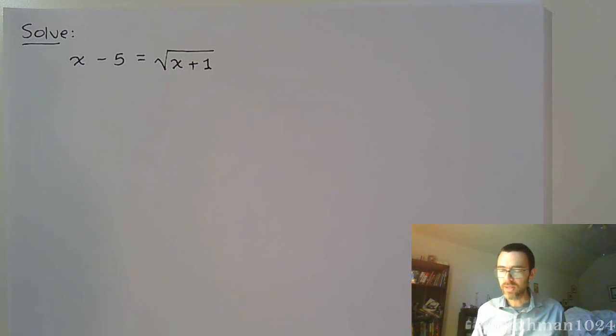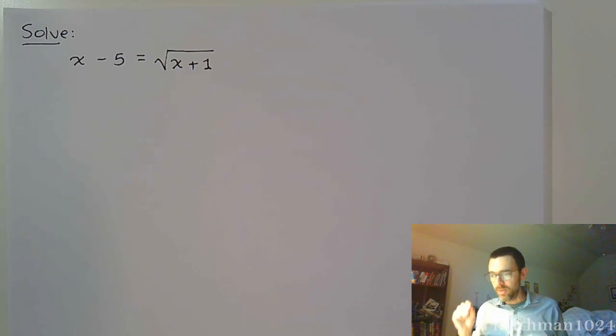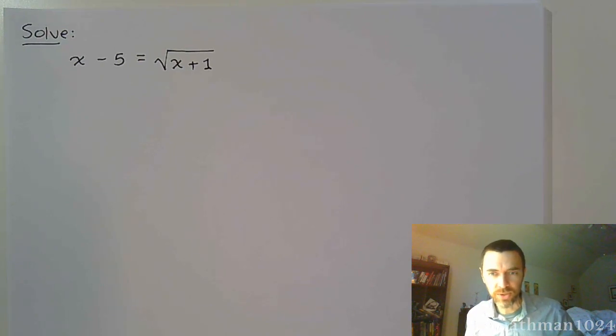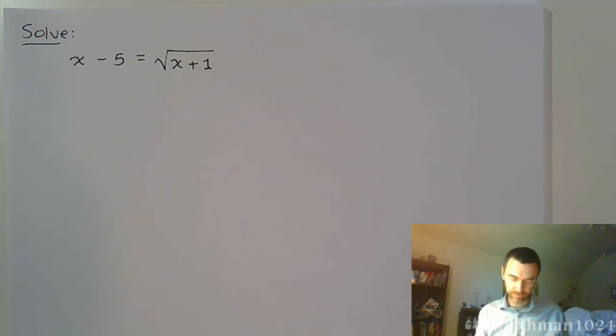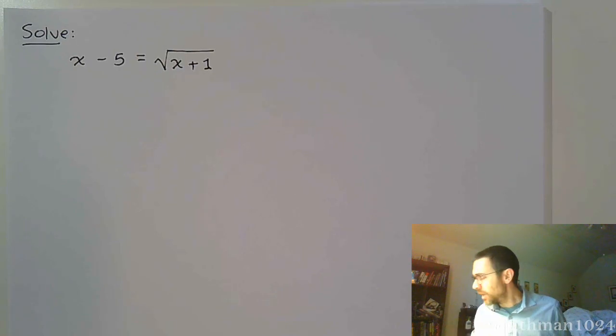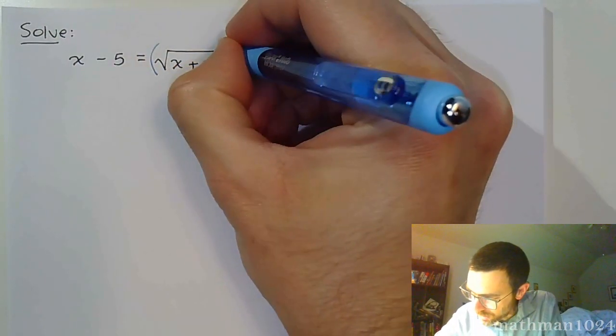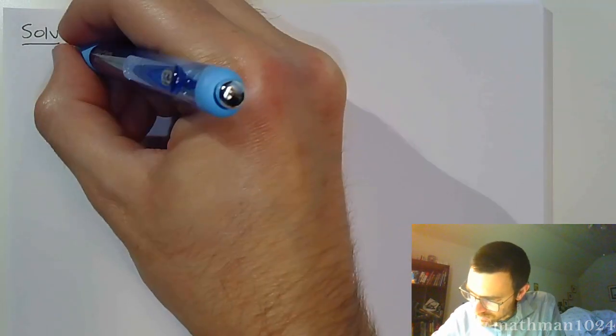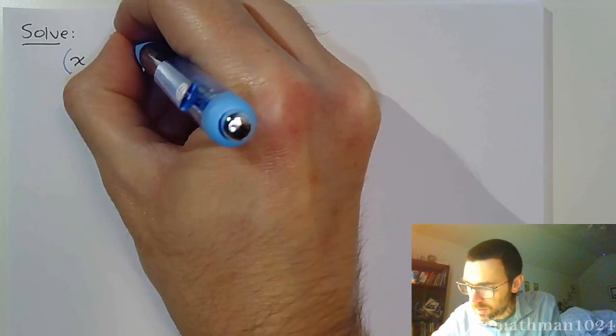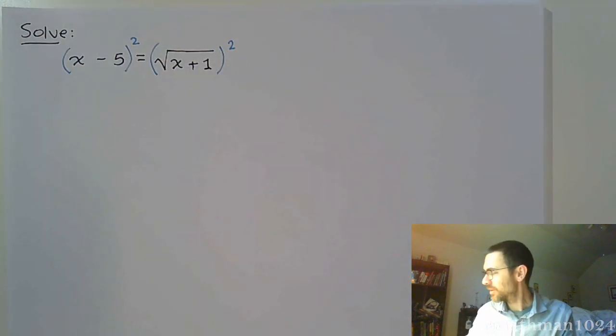Now, fortunately for us, the radical is already by itself. There's only one radical. It's there on the right side of the equation. So we can go ahead and use the power property. When you use the power property, you are applying that to both sides of the equation.